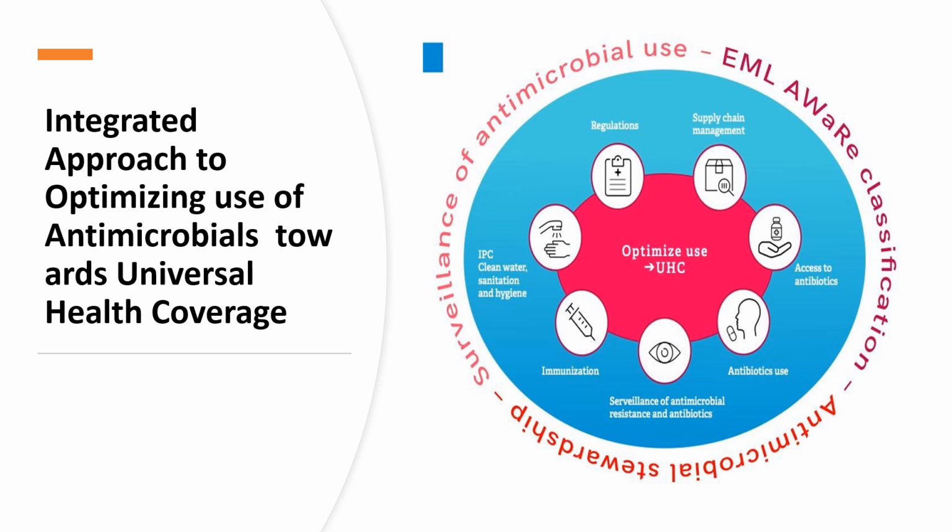The integrated approach to optimizing usage of antimicrobials towards universal health coverage is depicted in the present slide. It involves regulations, supply chain management, access to antibiotics, antibiotic usage, surveillance of antimicrobial resistance and antibiotics, immunization, infection control, and water and sanitation hygiene.